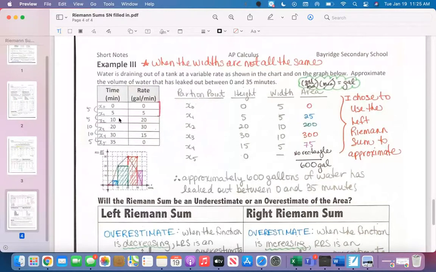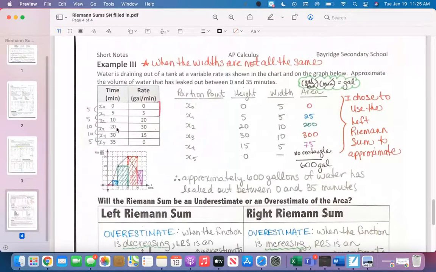For my next one, my x2, I have my left endpoint as 10, which means that my height is 20 right here. But to go to my next endpoint, I have to go 10. So you'll notice here that my width is 10, not 5. It doesn't always have to be consistent. This is a case where the data just lends itself to having different widths. So this rectangle is going to be 20 times 10, which is 200.